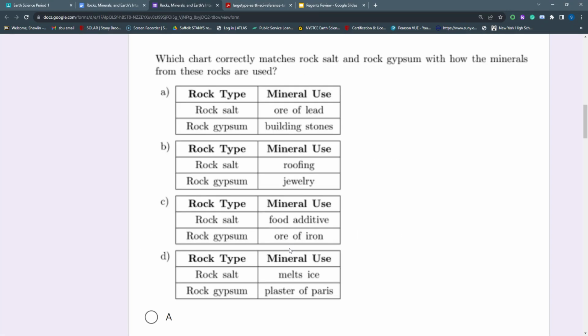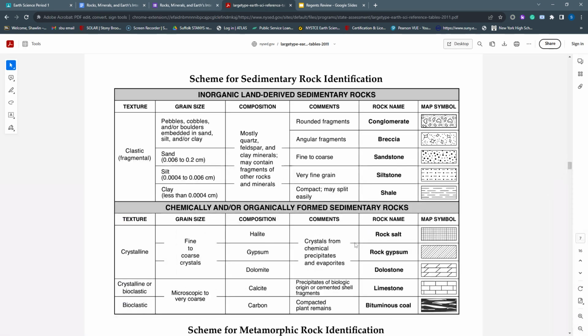Okay. And I'm looking for the mineral use, meaning all rocks are made up of minerals. These particular rocks, whatever minerals they're made up of, how do we use them? So here are my rock salt and rock gypsum. To find out what minerals they're made up of, always look in the composition column. Rock salt is made up of halite, and rock gypsum is made up of gypsum.